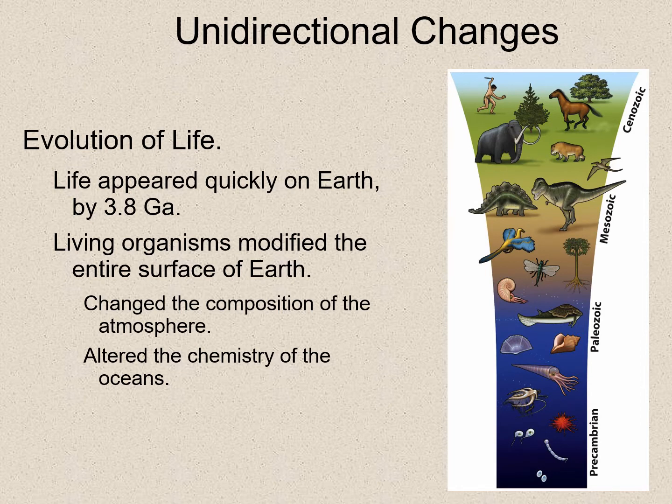Same thing with the evolution of life. Life appears kind of suddenly about 3.8 billion years ago, or Ga, that's giga-annum, for billions of years. And living things have modified the Earth ever since. They've changed the composition of the atmosphere. You can thank small bacteria about a billion years ago for doing that. They've altered the chemistry of the oceans considerably.